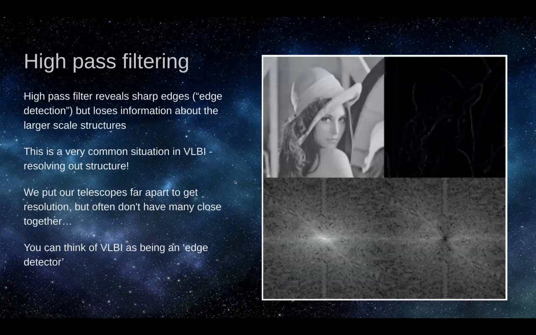And low pass filtering, we can skip past this. High pass filtering like this is effectively what we're doing in VLBI. We're removing the central component, and we can detect the bright outline of things. That's effectively what we do in VLBI. So keep that in mind when interpreting the images you make. You can still make out that it's a girl there, but with all these edges left in. As I said already, you can think of VLBI as being an edge detector of sorts.